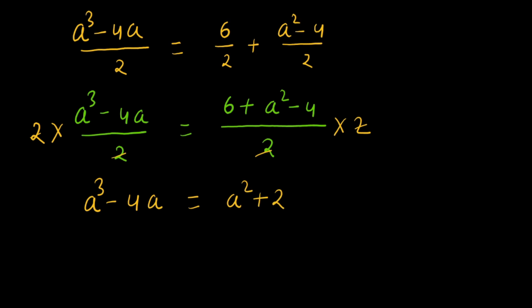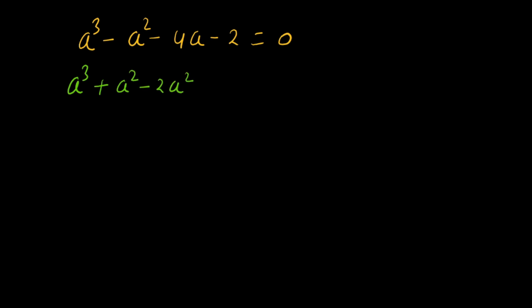If we take all the expressions to the same side, then a cube minus 4a minus a square minus 2 equals 0. This is a cubic equation, that is a cube minus a square minus 4a minus 2 equals 0. Here a cube minus a square is the same as a cube plus a square minus 2a square, and minus 4a is the same as minus 2a minus 2a, minus 2, and this equals 0.